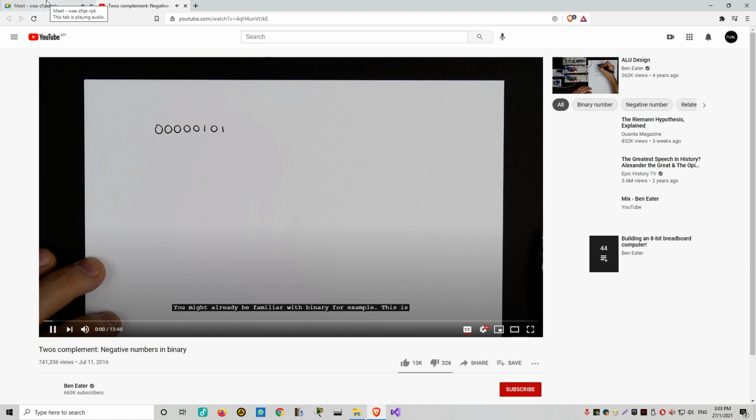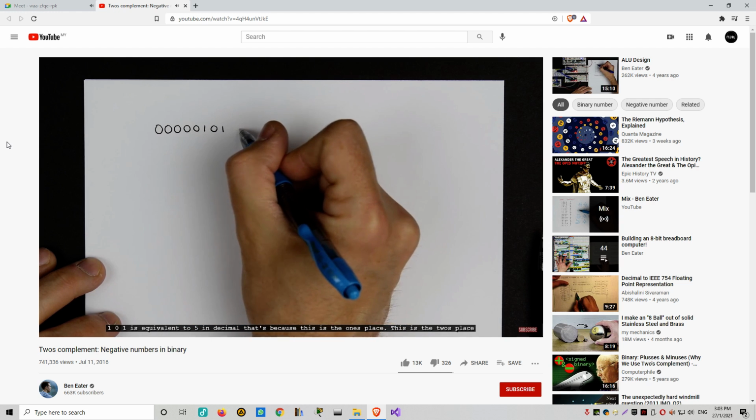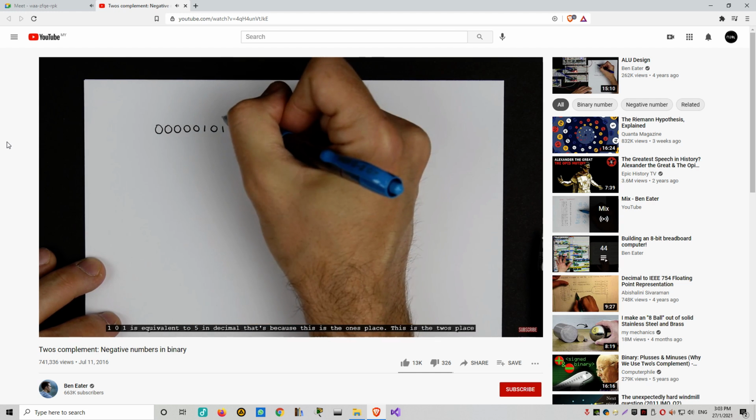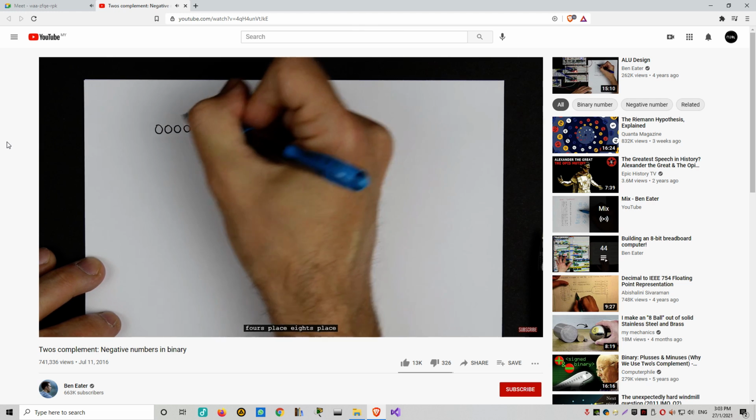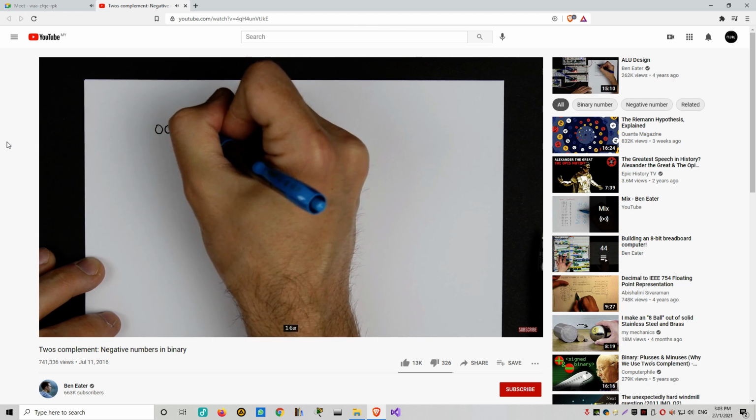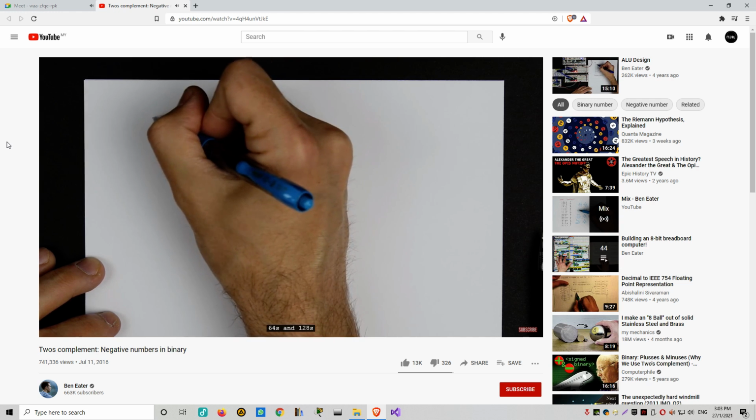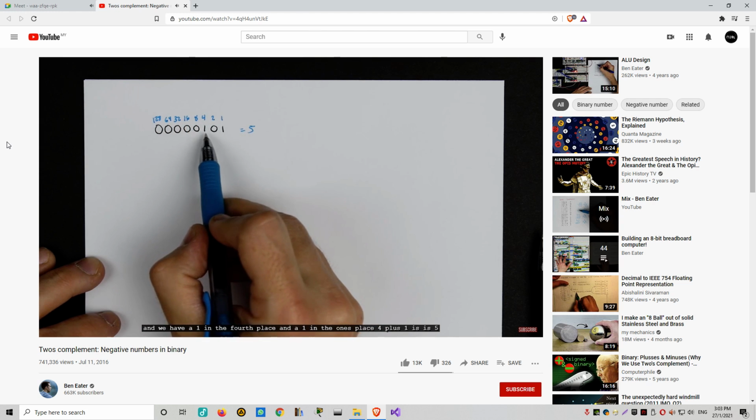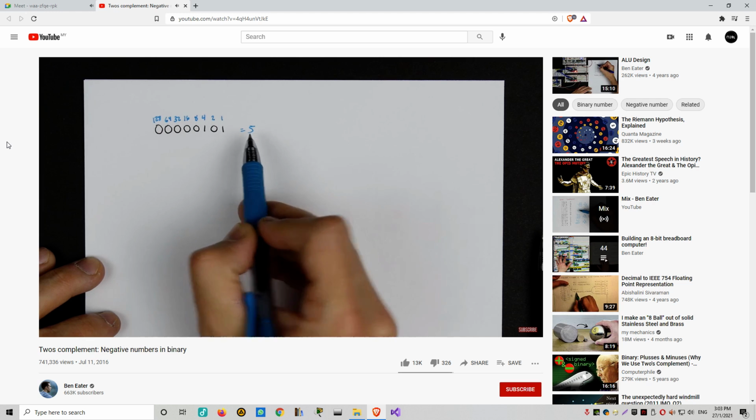You might already be familiar with binary. For example, this is 101 is equivalent to 5 in decimal, and that's because this is the ones place, this is the twos place, fours place, eights place, 16s, 32s, 64s, and 128s. And we have a 1 in the fours place and a 1 in the ones place. 4 plus 1 is 5.